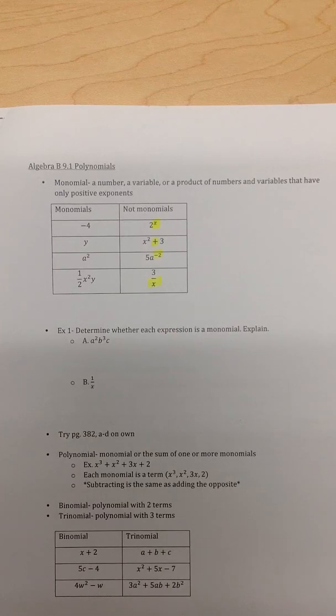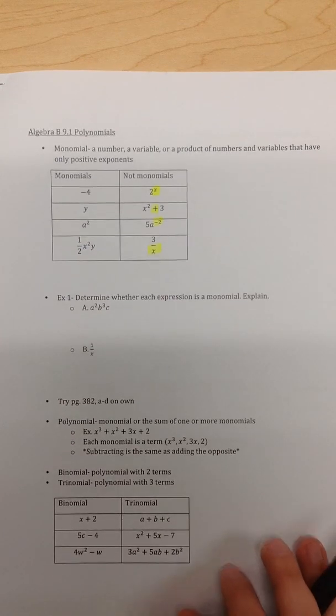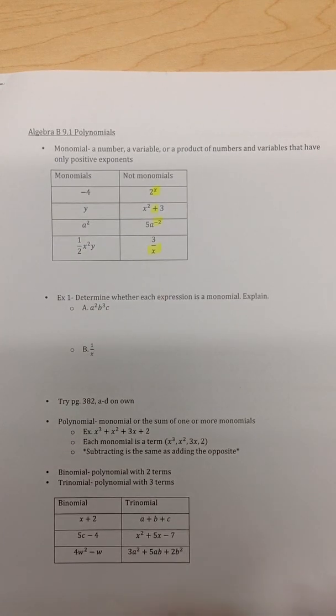Okay, so now we are going to look at some things and figure out if they're monomials or not. If they are, we put yes and say why. If it's no, we put no and say why.